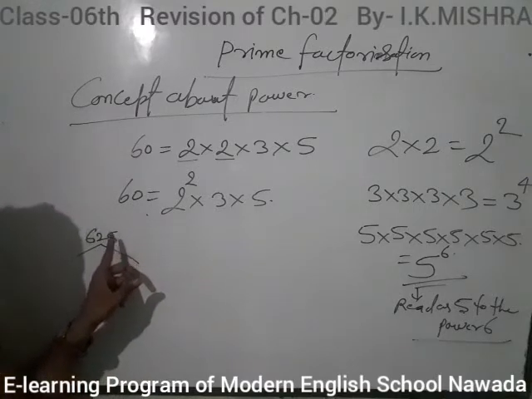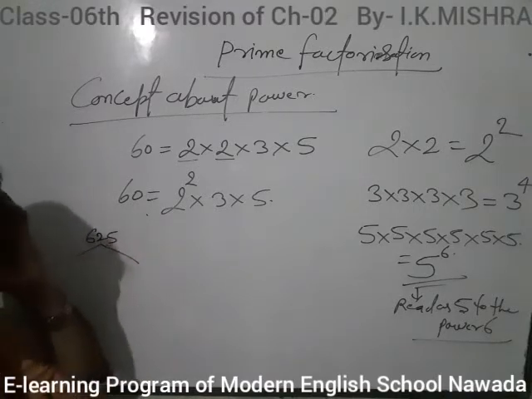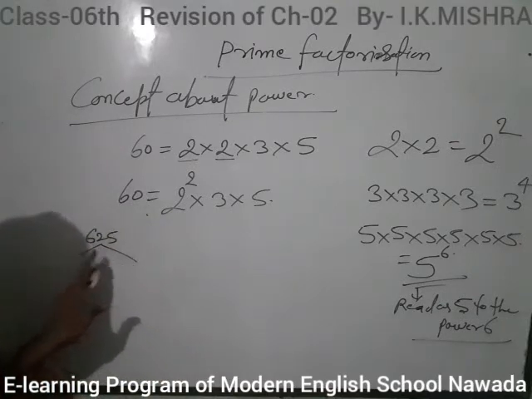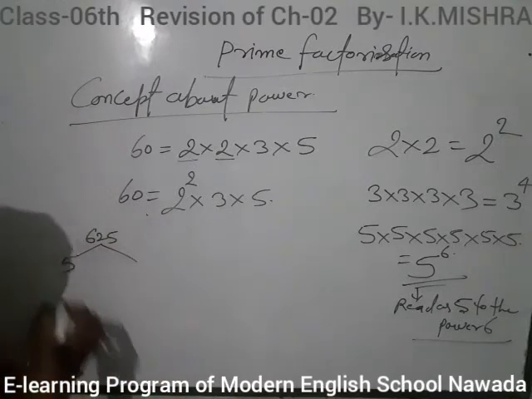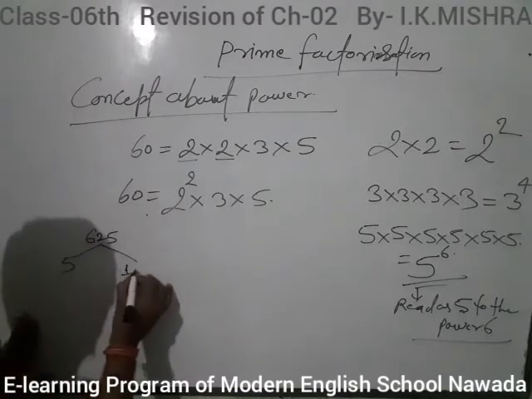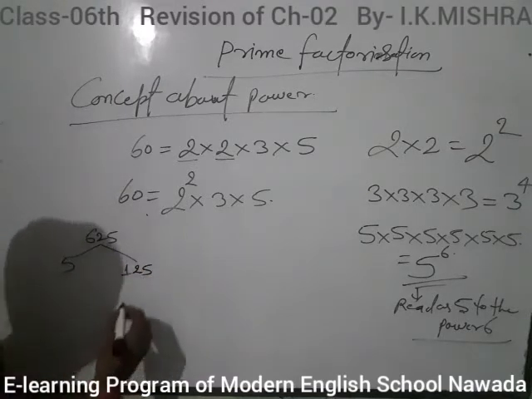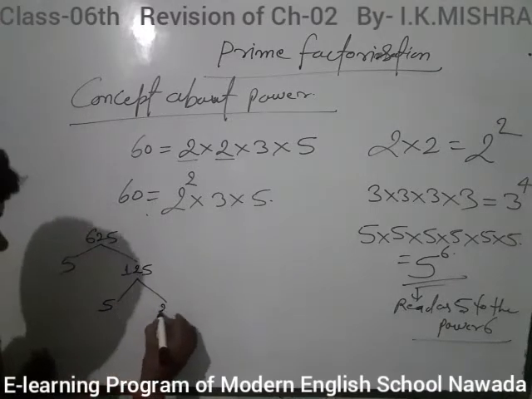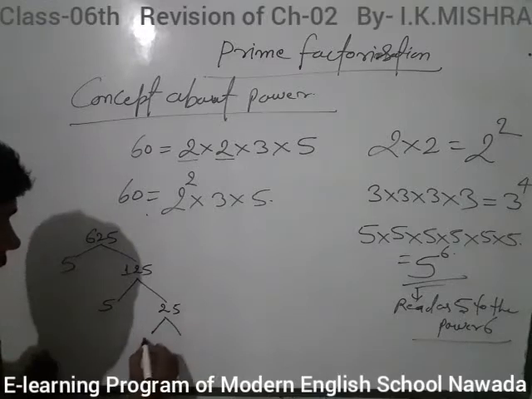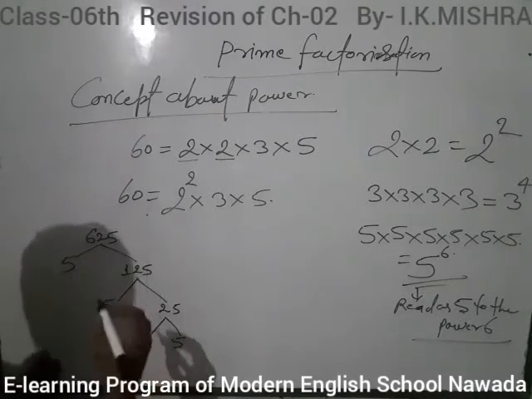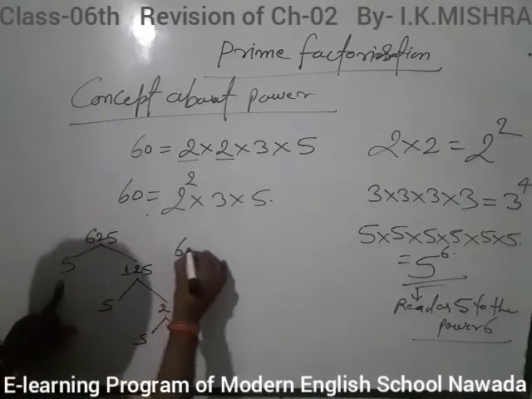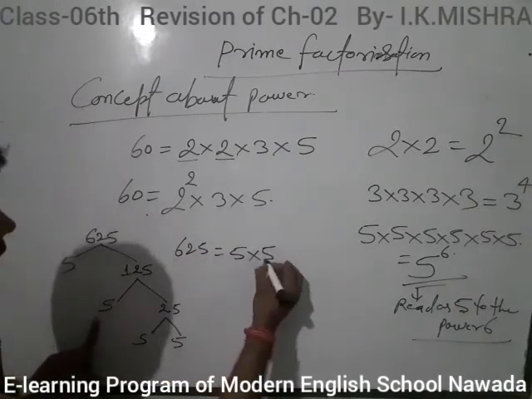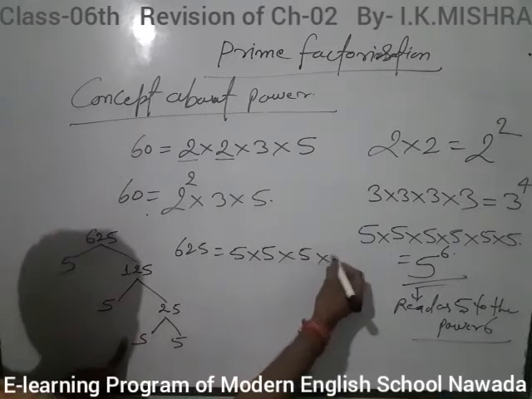Check 3: 5 plus 8 plus 6 is 14, not divisible by 3. So check the next prime number, 5. Here it will be divisible by 5, and 5 times 125 is 625. Again 125 is divisible by 5, 25 times, and again it is divisible by 5. So it will be written 625 is equal to 5 into 5 into 5 into 5.